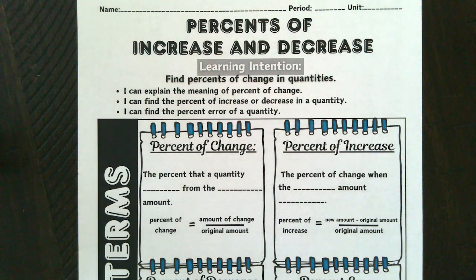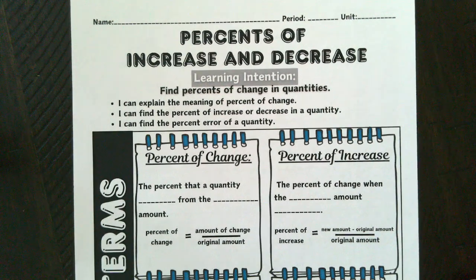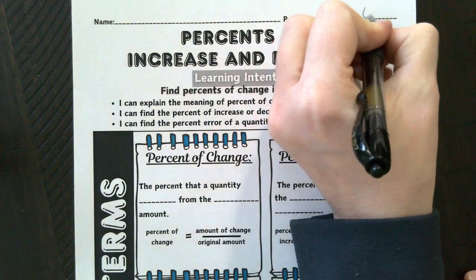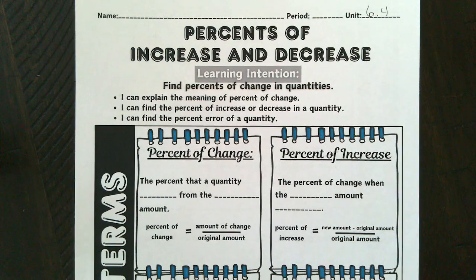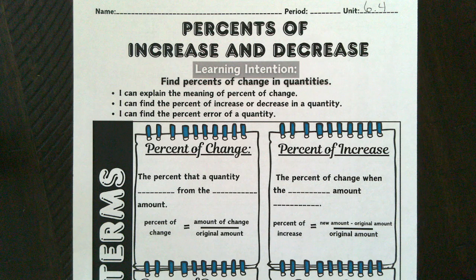Hey guys, all right, this video is going to be on percents of increase and decrease. This is still part of Unit 6 and it is Unit 6.4. So go ahead and make sure you write 6.4 up there at the top. That will help you keep track of this. Make sure your name and your period is on it as well so that if it gets lost, I know who to give it back to.